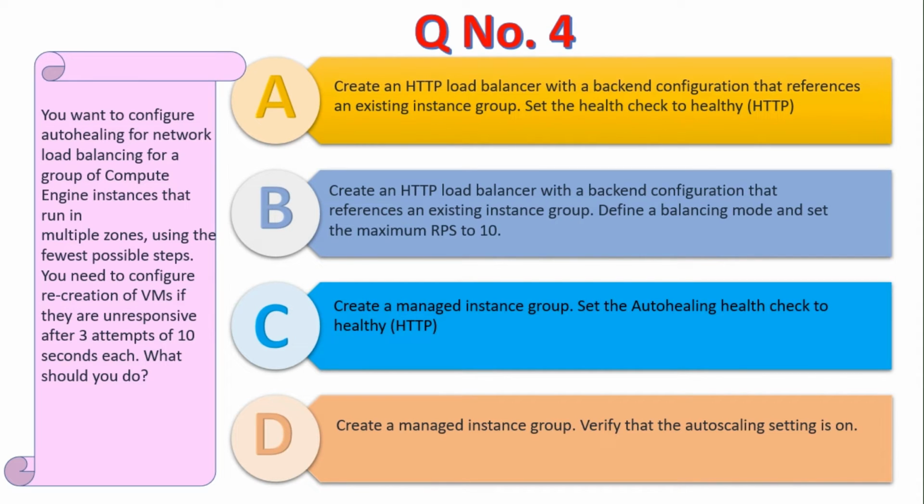Question number four. You want to configure autohealing for network load balancing for a group of Compute Engine instances that run in multiple zones. Using the fewest possible steps, you need to configure recreation of VMs if they are unresponsive after 3 attempts of 10 seconds each. What should you do? Option C.